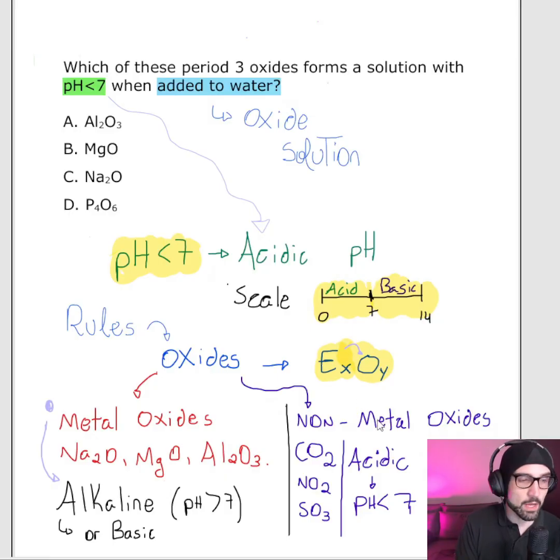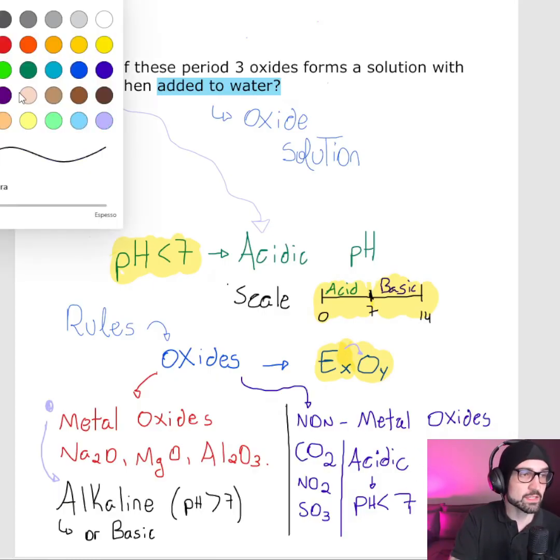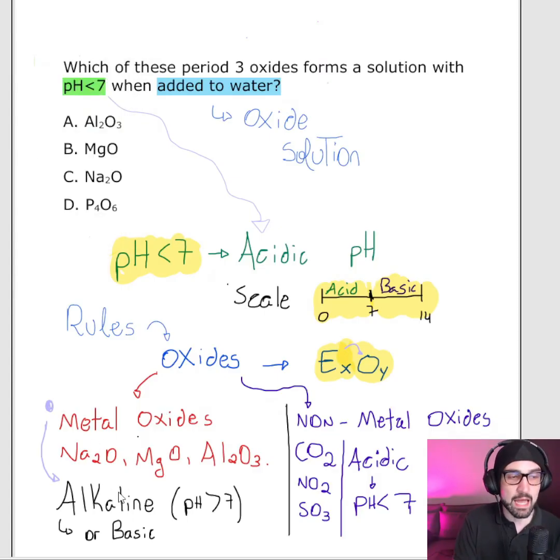When you have non-metal oxides, for example CO2, the one that we breathe out, right? NO2, like nitrogen oxides, sulfur oxides, non-metal oxides, you're going to have acidic solutions, okay? So that's the rule of thumb. Metal oxides, alkaline solutions, pH higher than 7. Non-metal oxides, acidic solutions, pH lower than 7. The question wants to know which of the alternatives is going to have a pH lower than 7. This little sign here means lower, right?